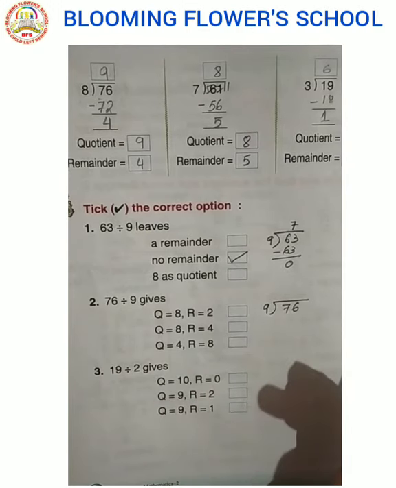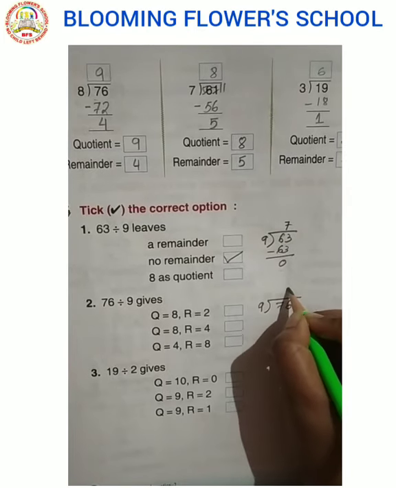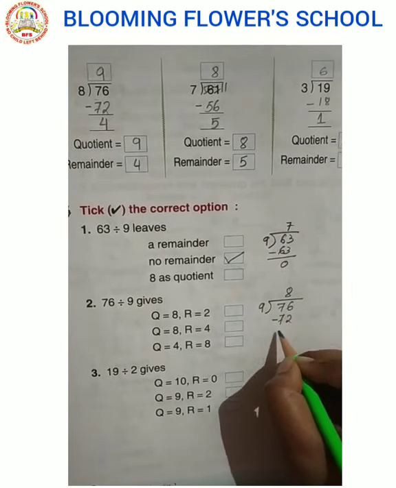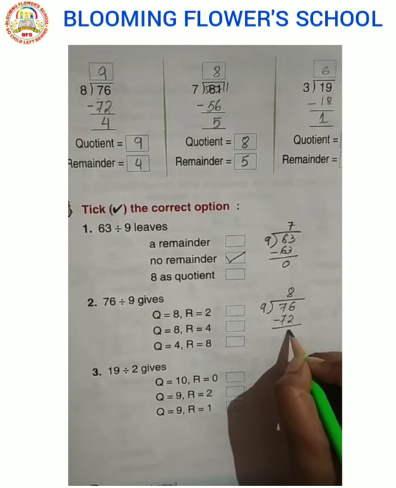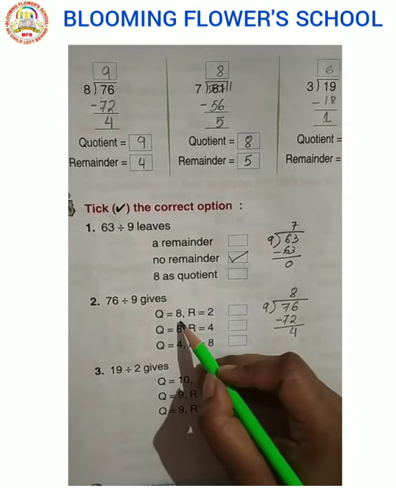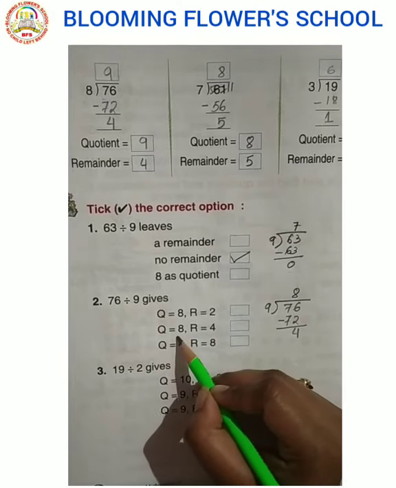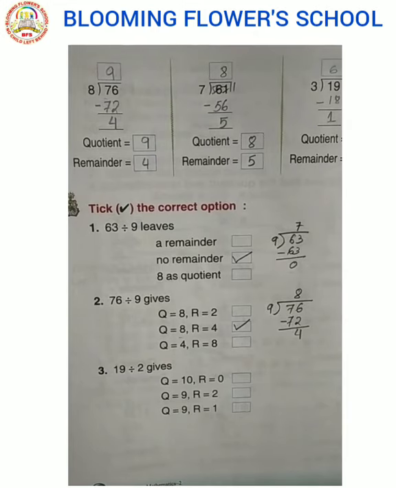So 81 is more than 76. So we need to go with 9 eights. So 9 eights are 72. We subtract 72 from 76, the answer is 4. So what is the quotient? Quotient is 8 and remainder is 4. Quotient is 8, remainder is 4, which means the second option is correct. Understand, children?